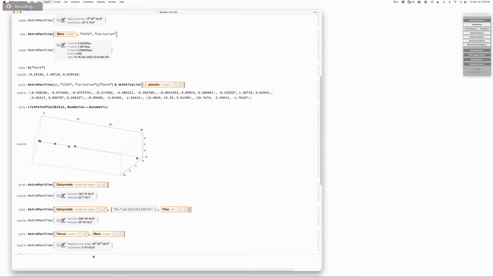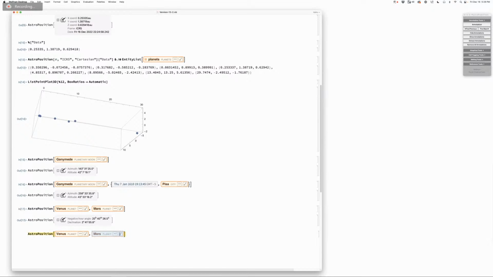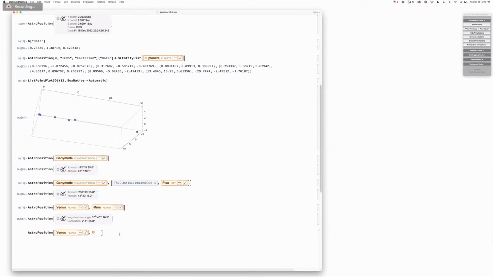I bet if we say, let me live dangerously and see if this works. The only feature on Mars that I know is probably Olympus Mons. Let's just see if we, oh, look at that. Altitude and azimuth. Okay. So if we were hanging out at the tourist spot at the top of Olympus Mons or whatever, that's where we would see Venus in the Martian sky right now.